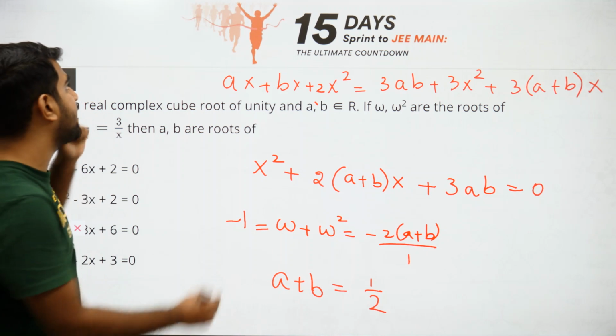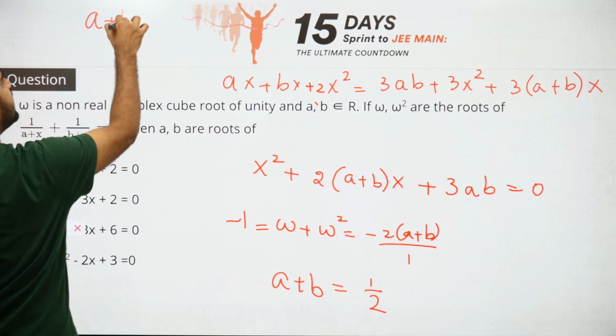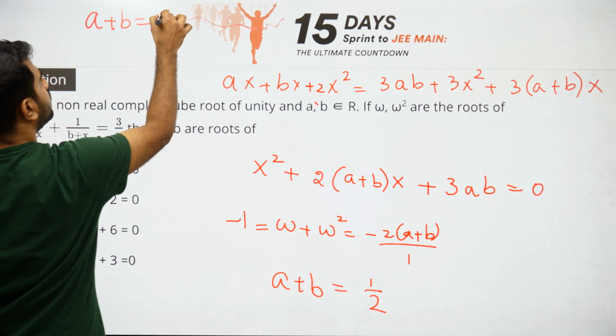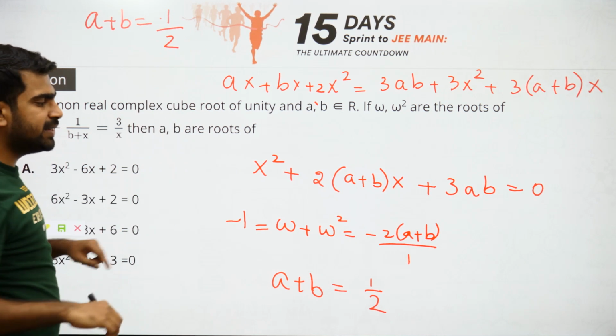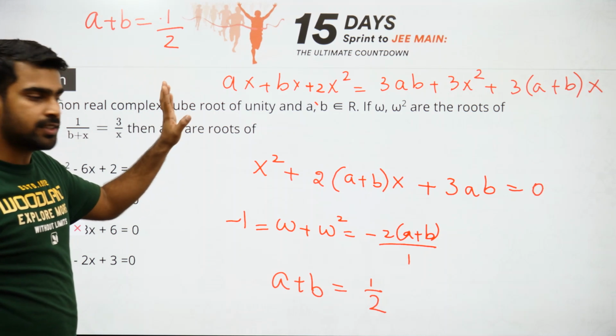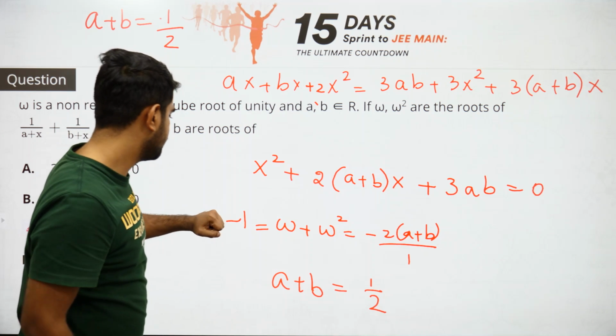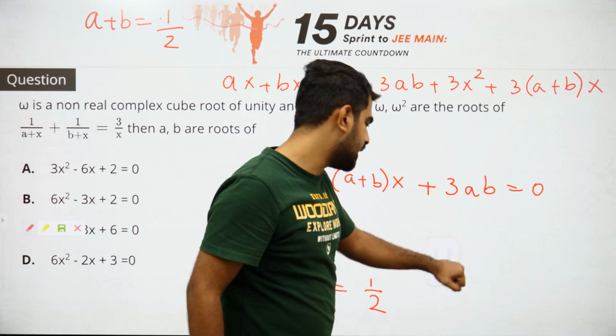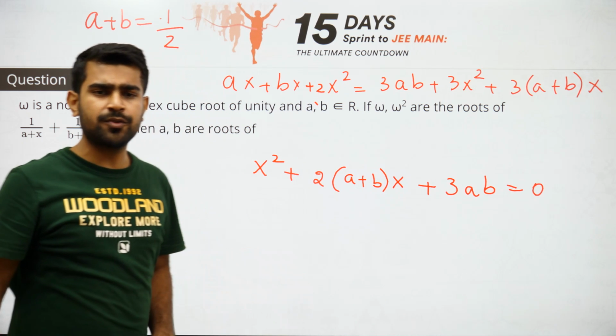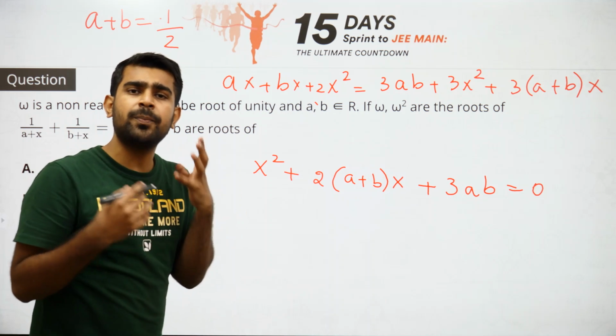So that is my a plus b. I will keep it in my mind: a plus b is 1 by 2. Now let that stay there. I will take the other one. What is the other one? The other one obviously is going to be product of roots.